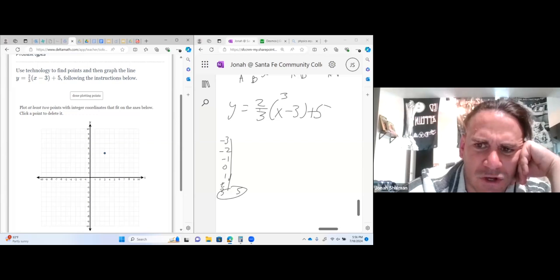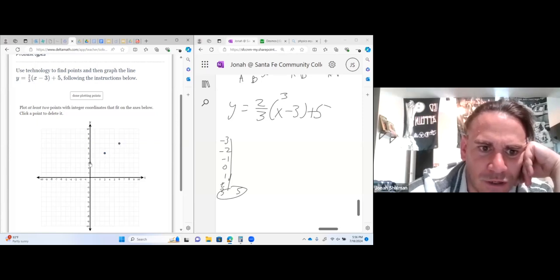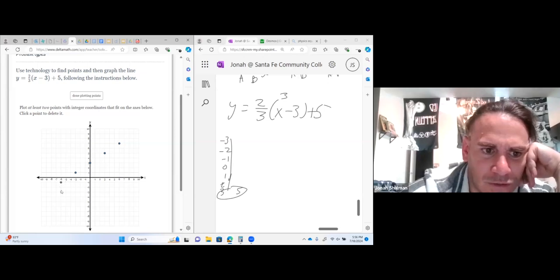And I think that's our slope. I think it's going to be 2/3 the whole way through. This means I can rise up 2, run over 3. That means I can go down 2, run over 3. Did I just cheat the system? I sure hope so. 1, 2, 3. Down 2, 1, 2, 3. Down 2, 1, 2, 3. Up 2, 1, 2, 3.